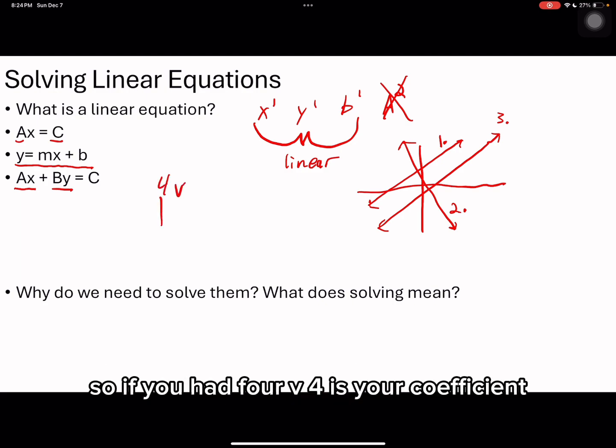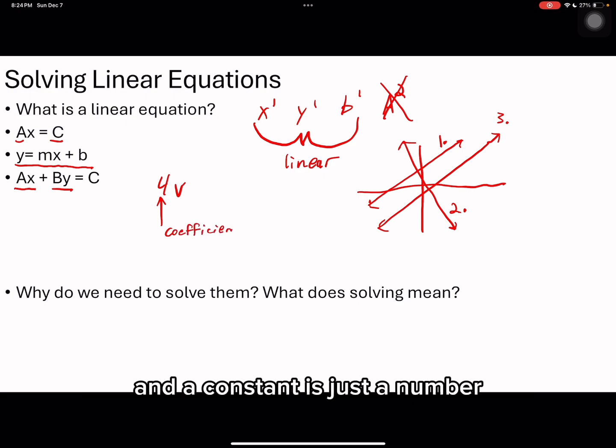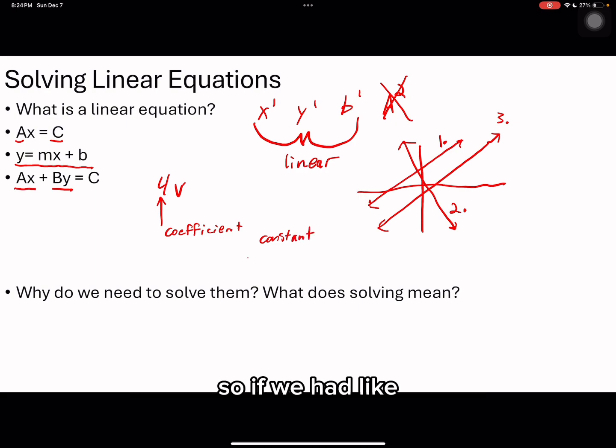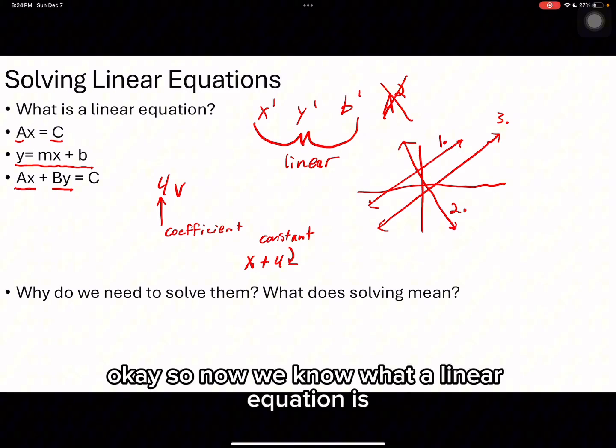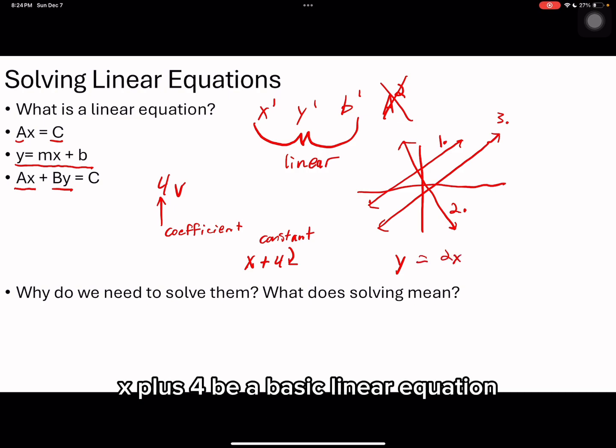So if you had 4v, 4 is your coefficient. And a constant is just a number. So if we had x plus 4, 4 would be your constant. Okay, so now we know what a linear equation is. An example of a linear equation would be y equals 2x plus 4, a basic linear equation.